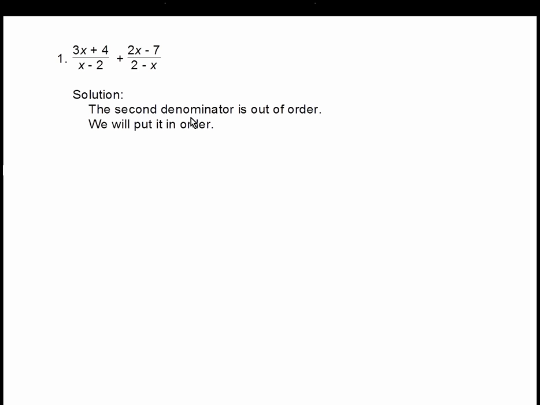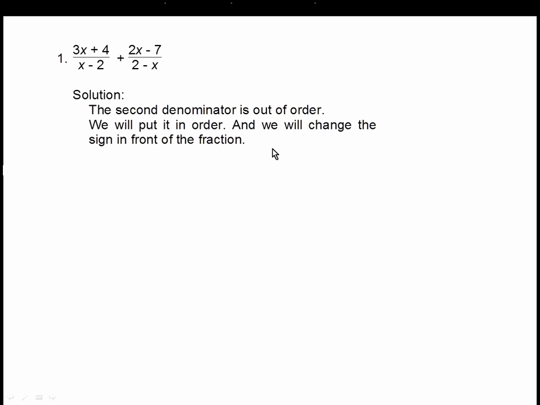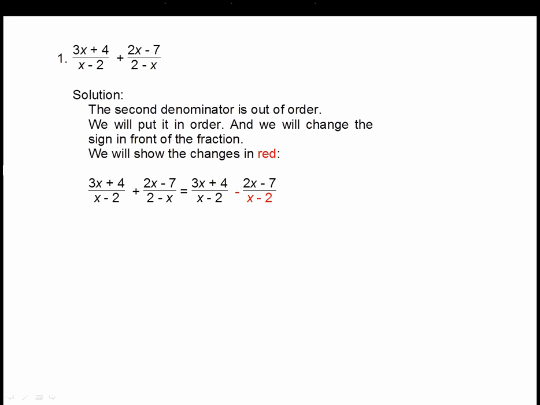Now remember, we factored out that minus 1. So that minus 1, we will change the sign in front of the fraction. So the plus that we had here, we'll change that to a minus. So we will show those changes in red. So remember, this is becoming x minus 2. That plus is becoming a minus. So there it is. We now have the same denominator, namely x minus 2.